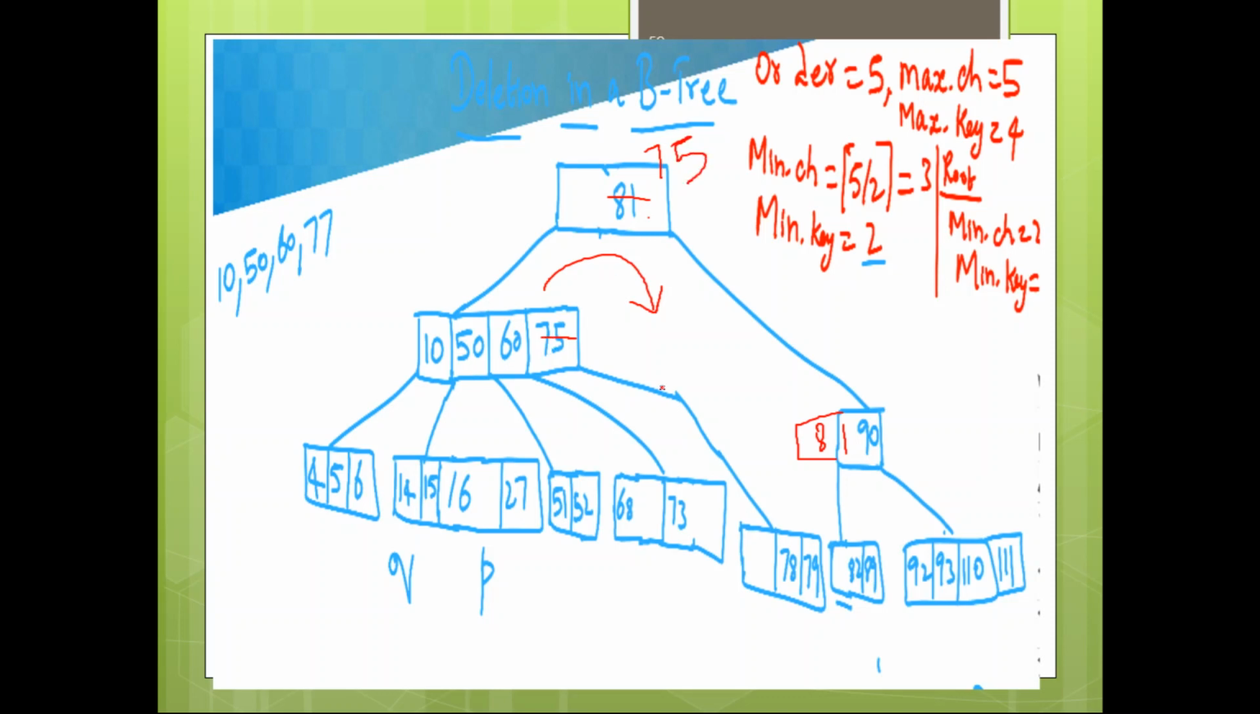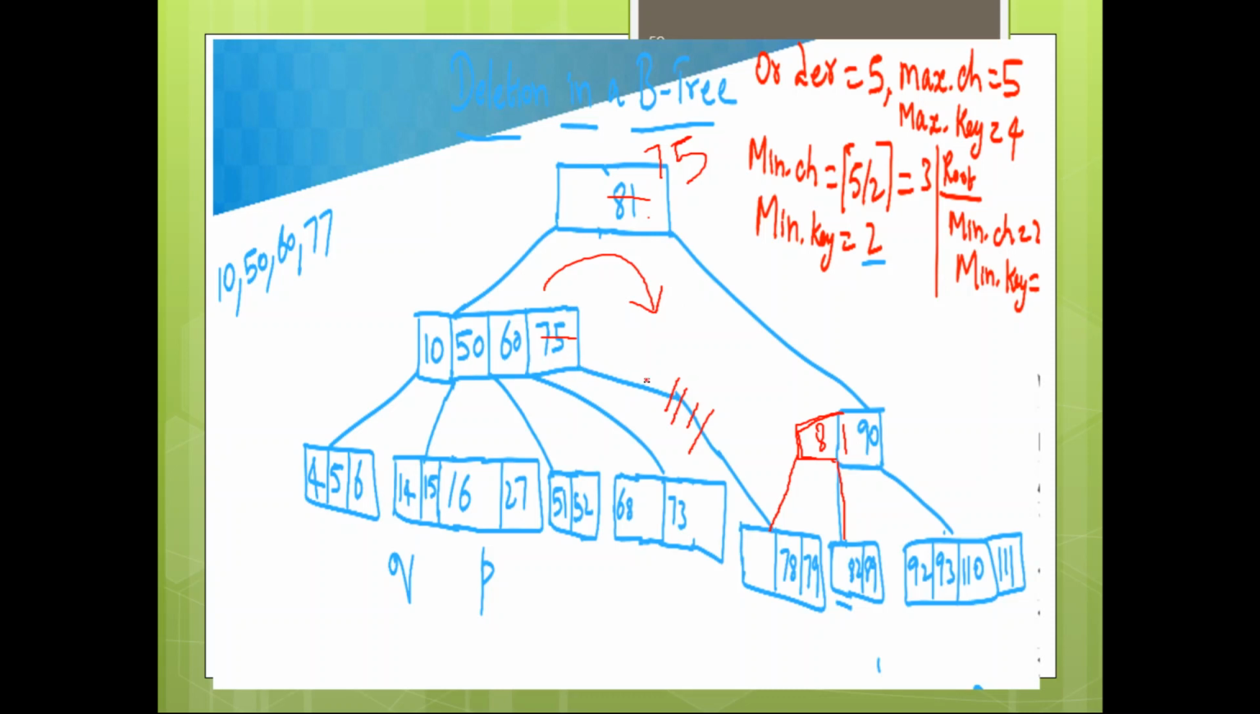But now what will happen to the 75's right child, right subtree? So this is a question. This will become the left child of 81. Okay, and 81's right will be this 82 and 89, and 90's right will be 92, 93, 110 and 111. Okay, so this is the change that will happen. You should remember this when we are performing this rotation.